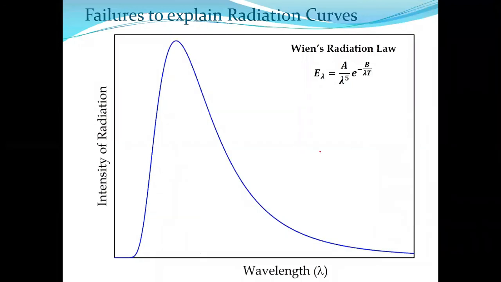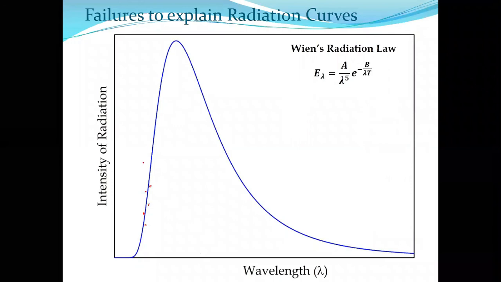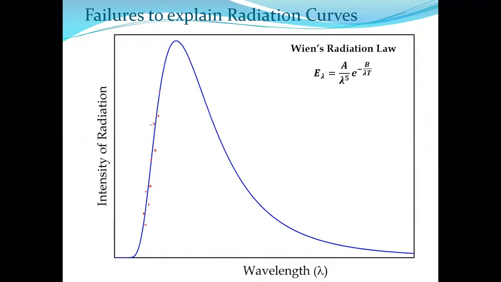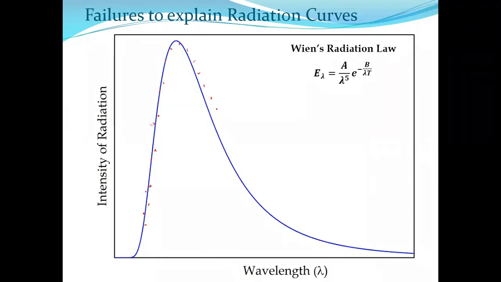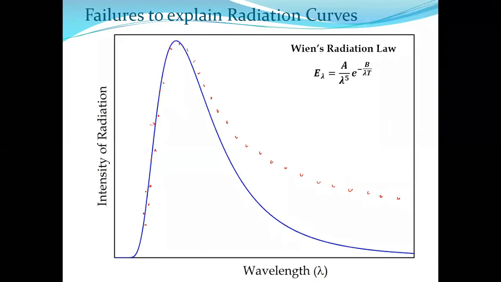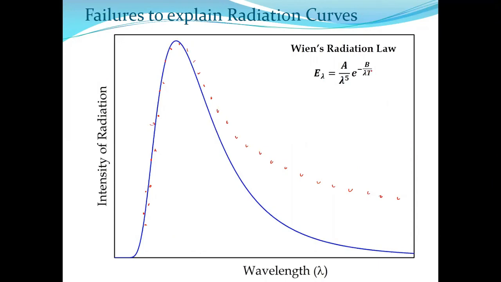Now, if we try to use this formula, that means if I want to plot this formula onto this experimental curve, we'll observe this type of pattern. I'm just putting the points. It will look like this. I have fixed T, say at 3000 Kelvin, with the experimental curve.